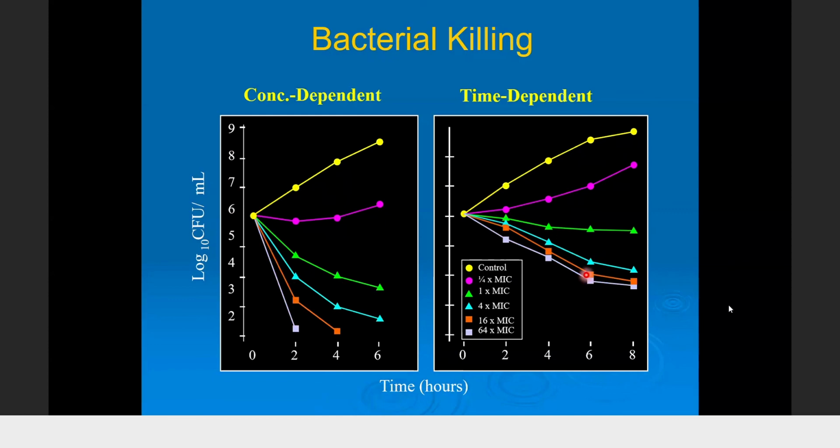So those antibacterial agents that are not dependent on concentration are time dependent. So they are given at certain intervals to kill the bacteria. Can you all understand this? Yes, doctor. Okay, good. So only these 2 concepts are very important for bacterial killing.